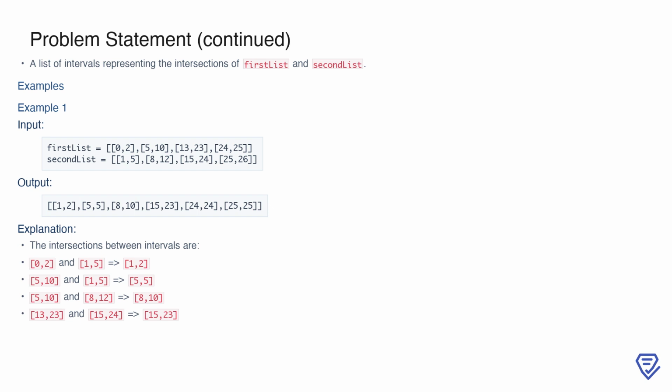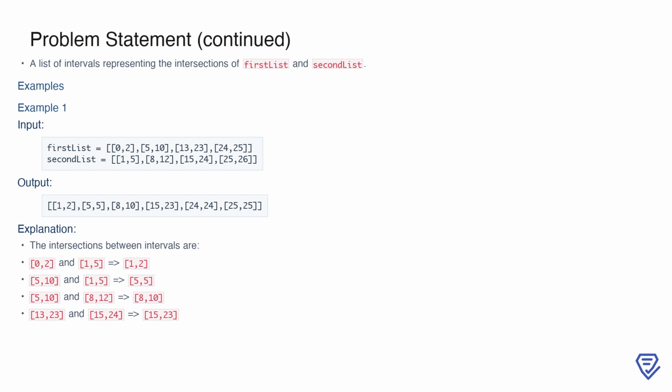Let's look at an example to understand this better. Consider first list as [[0,2],[5,10],[13,23],[24,25]], and second list as [[1,5],[8,12],[15,24],[25,26]]. The output for this input is [[1,2],[5,5],[8,10],[15,23],[24,24],[25,25]]. Here's why: the interval [0,2] from first list overlaps with [1,5] from second list, and their intersection is [1,2].